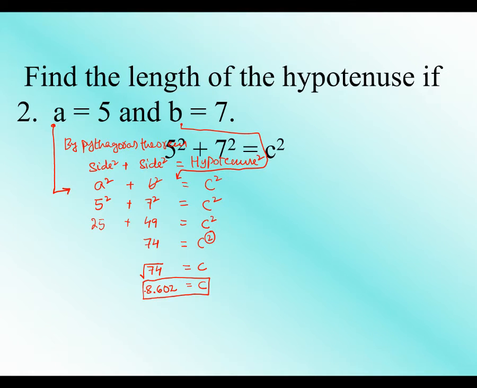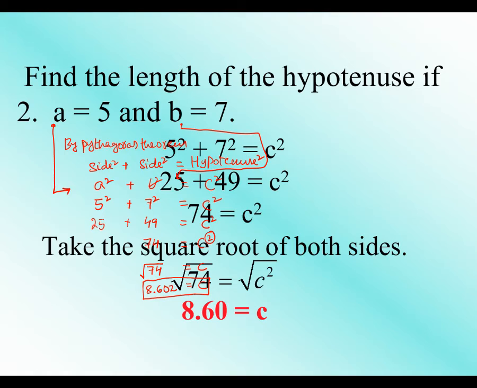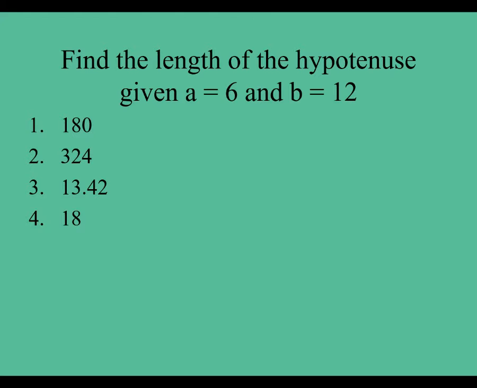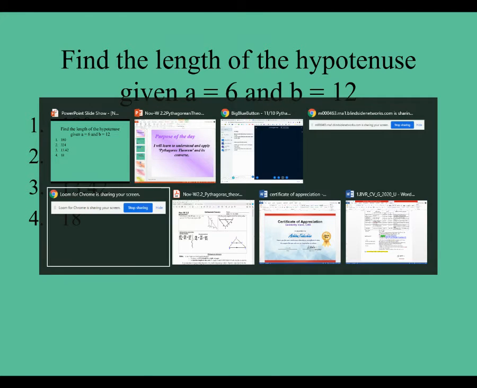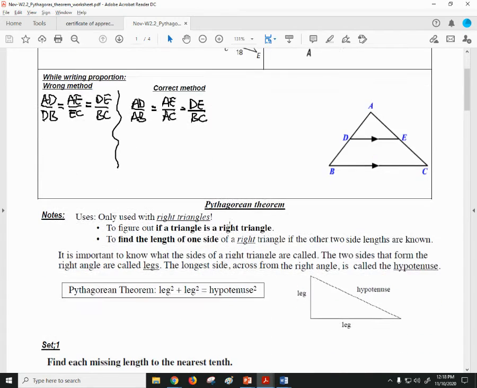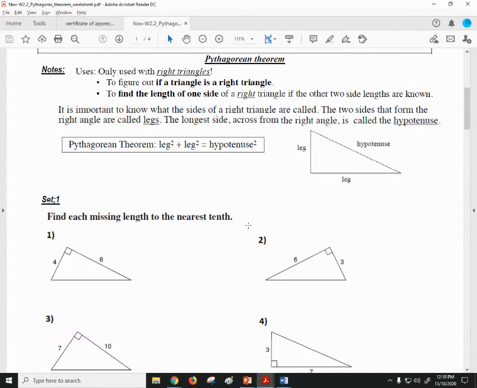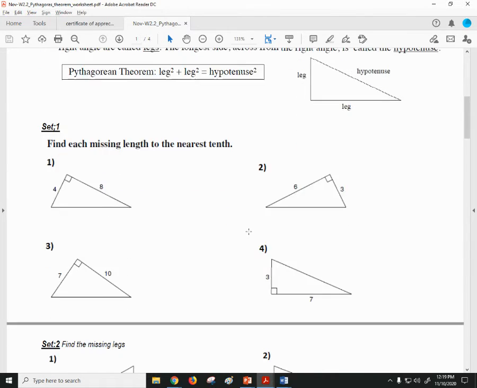Let me take one more. As I told you, the answer is also included here. Now find the length of the hypotenuse. It is the same as the previous questions. So let's do one thing, let's go to the worksheet. Here you see that the note says to use only with right triangles. You can use the Pythagoras theorem only with right triangles. To figure out if a triangle is a right triangle or not, we use the converse, which I'll discuss later.